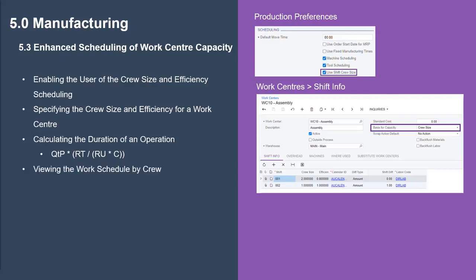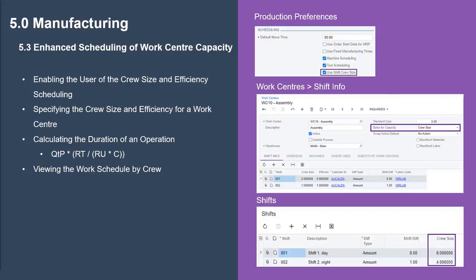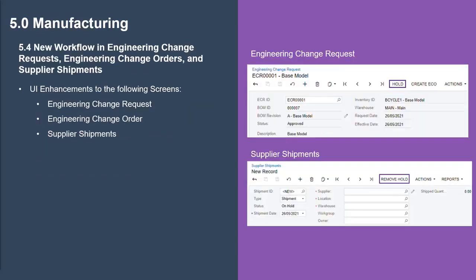By specifying the number of crew members per shift in the crew size column on the shift screen, a planning manager can then use the new Work Centre crew scheduling to ensure crew size assigned to a shift does not exceed standard crew size. The following screens have been redesigned to use the new workflow engine. All processes performed by these screens work as they did in previous versions.